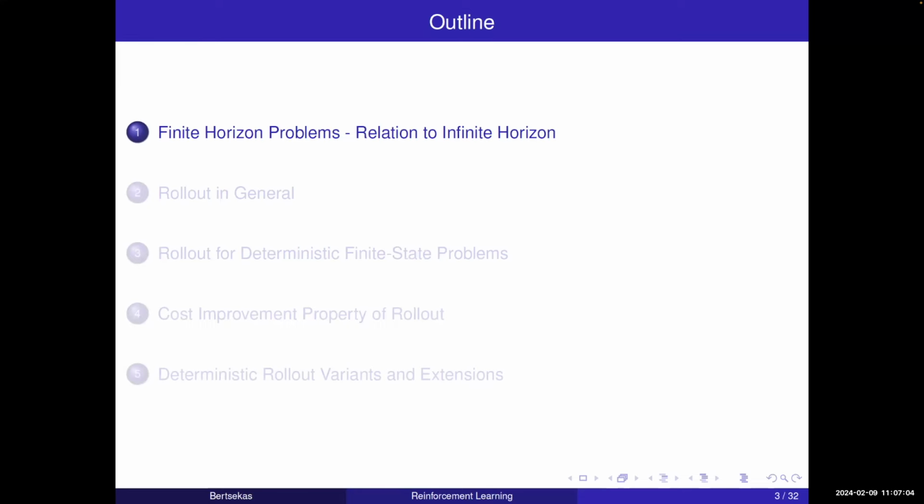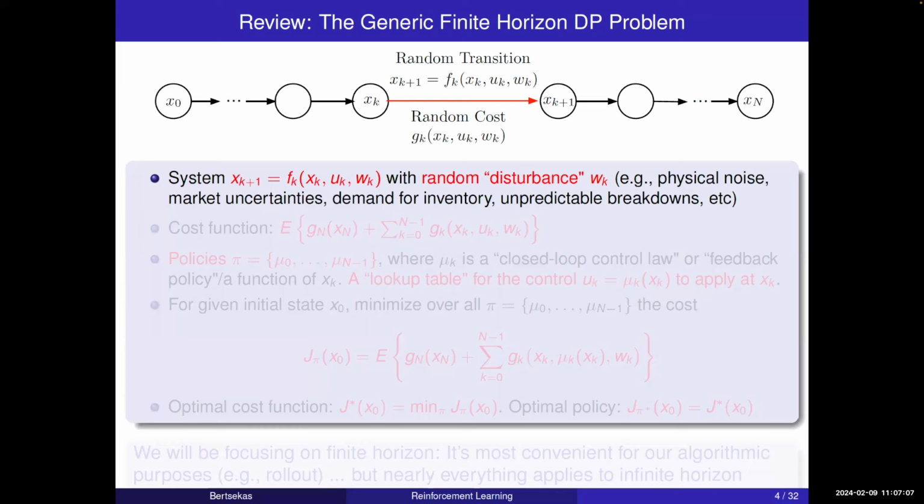Let me remind you, as review, what the generic finite horizon dynamic programming problem looks like. We're given a state space and control space, and at a specific state xk, we have a system equation f_k, which takes in a state xk, a control uk, and some random variable wk, and it spits out the next state xk plus one. So wk represents this random disturbance, which can represent things like physical noise, market uncertainties, demand for inventory, or other unpredictable factors in the dynamics of your system. We have this cost function. So the transitions here are random, and the costs are random as well. They're both functions of this variable wk.